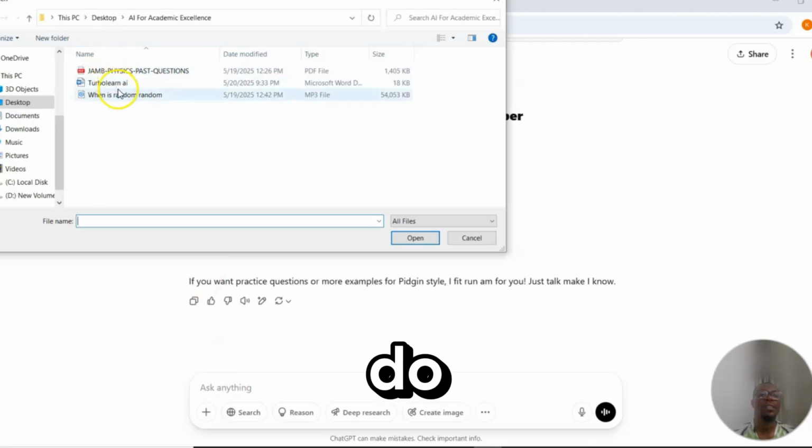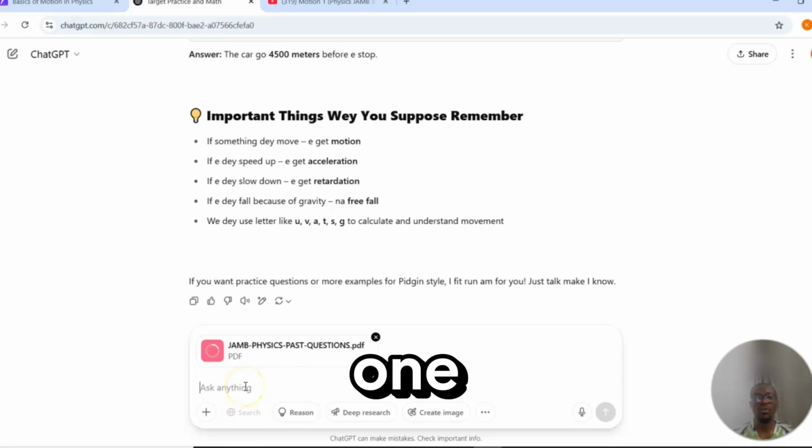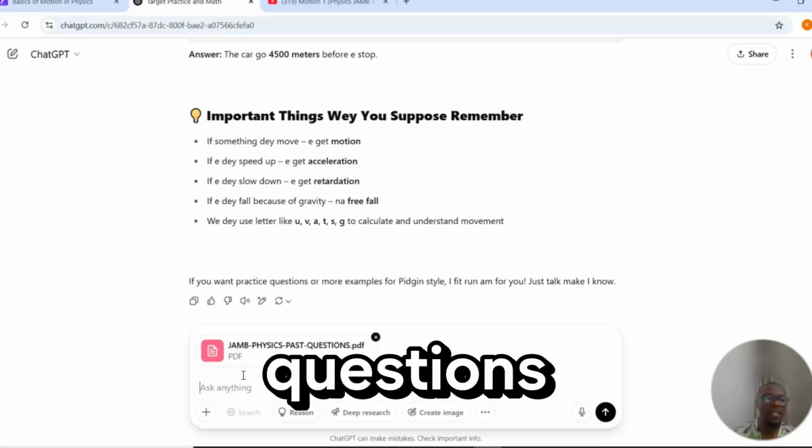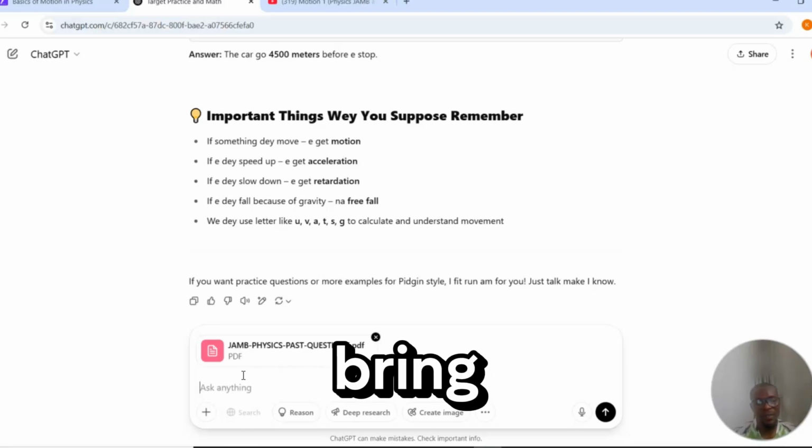One of the things you can do with ChatGPT is, for example, if you are in SS1 and you want to be familiar with the structure of JAMB, but you don't have the required knowledge to pass JAMB questions, start practicing JAMB questions. You can say you want them set in a less difficult way, reduce the difficulty level, and it will bring out these same JAMB questions, and then you can practice with them.